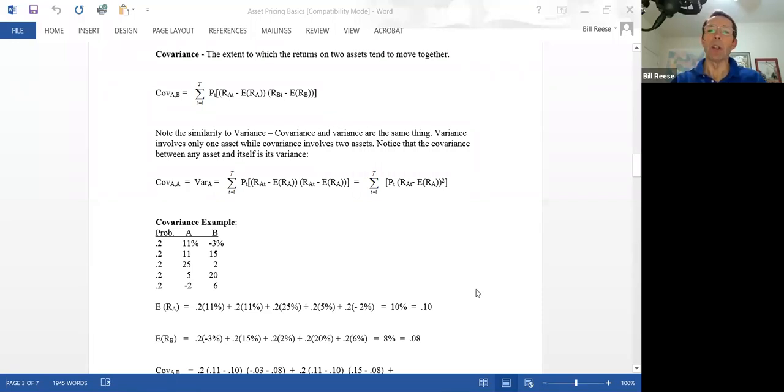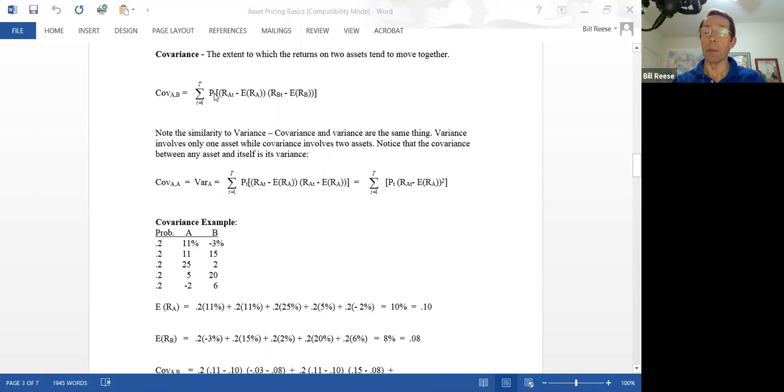And first of all, let's take a look at this formula for covariance. It says that the covariance between A and B, which is any two generic assets, is going to be found by taking the return for A minus its expected return, multiplied by the return for B minus its expected return. In other words, we're saying how far is A from its expected return, multiplying that by how far is B from its expected return, and then multiplying that by the probability of getting that particular return for A and that particular return for B.